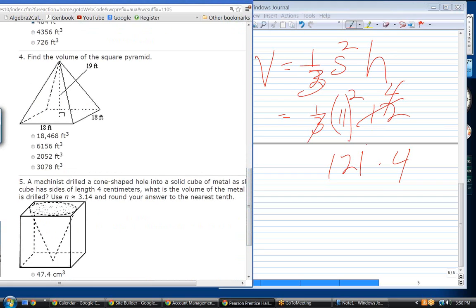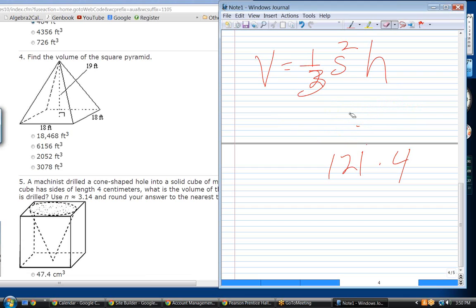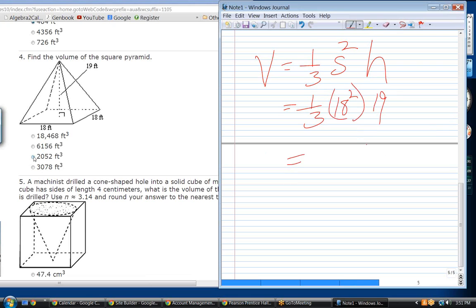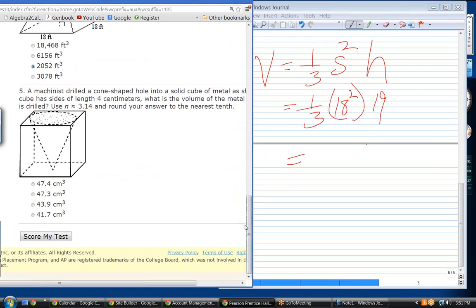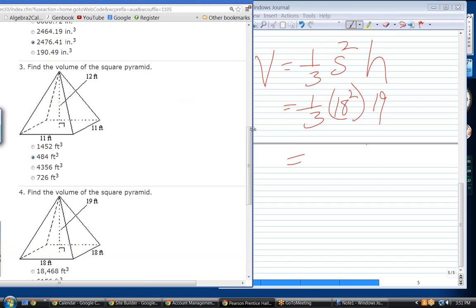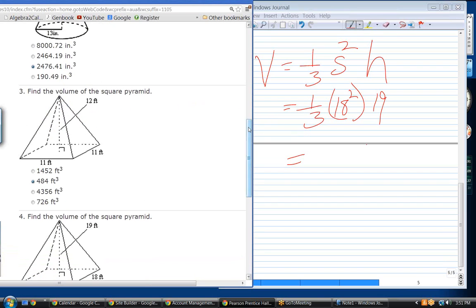Same problem. Alright, so 1 divided by 3 times, what is that, 18 squared times 19 comes to 2,052. All right. Hold on.